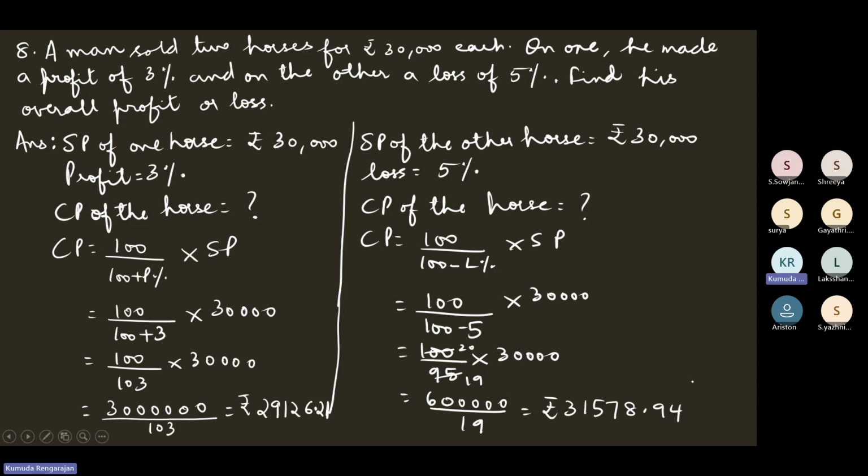Okay, so now we'll have to find the overall profit or loss. So find the total CP, find the total SP, compare and find if it is a profit or loss and hence find the same. Ma'am, I'm getting 31,578.947. Yeah, even I've got the same thing. Thank you.